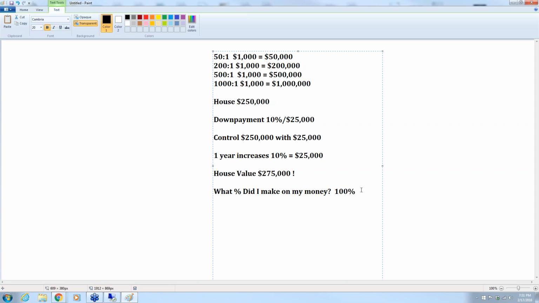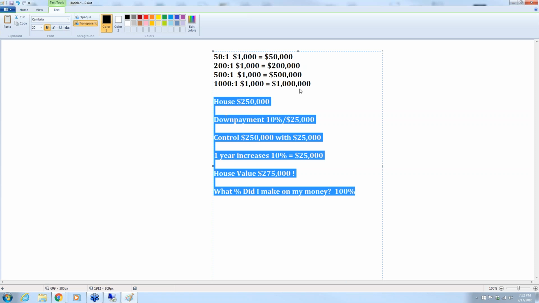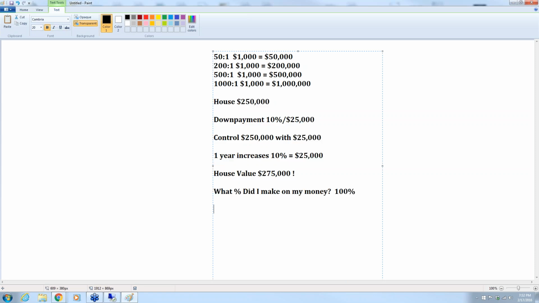Same thing here. You buy a property worth $250,000 for $25,000. When that property increases, because you're controlling $250,000 and that increases 10%, your investment has now doubled. You see the power of leverage? That's the same thing in trading. You're leveraging your money in trading.